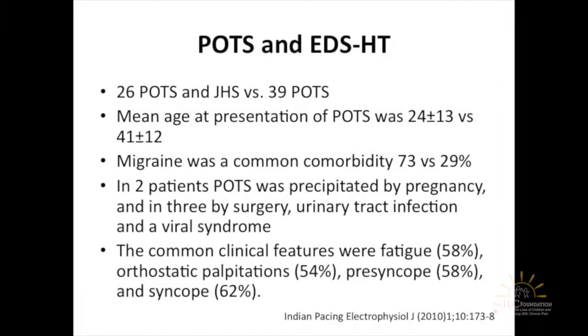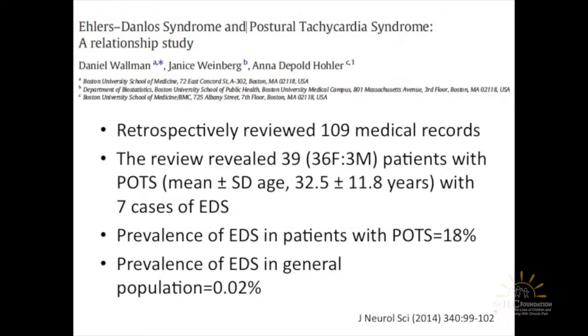There is a recently published retrospective review of 109 medical records showing the prevalence of EDS in POTS patients, and they found that it's probably around 18%, which is quite high. Certainly more prevalent in females than males, and the prevalence of EDS in the general population is roughly 0.02%, right? So that's what we know. If you diagnose a patient with POTS, you actually have to think about the possibility of having EDS.